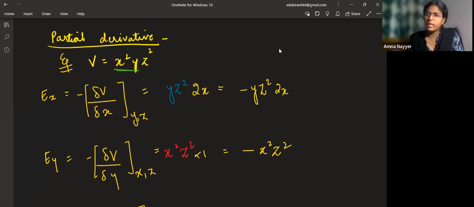This electric potential gradient also we have done in detail, and this is it. Electric potential gradient is this. We'll do equipotential surfaces next.